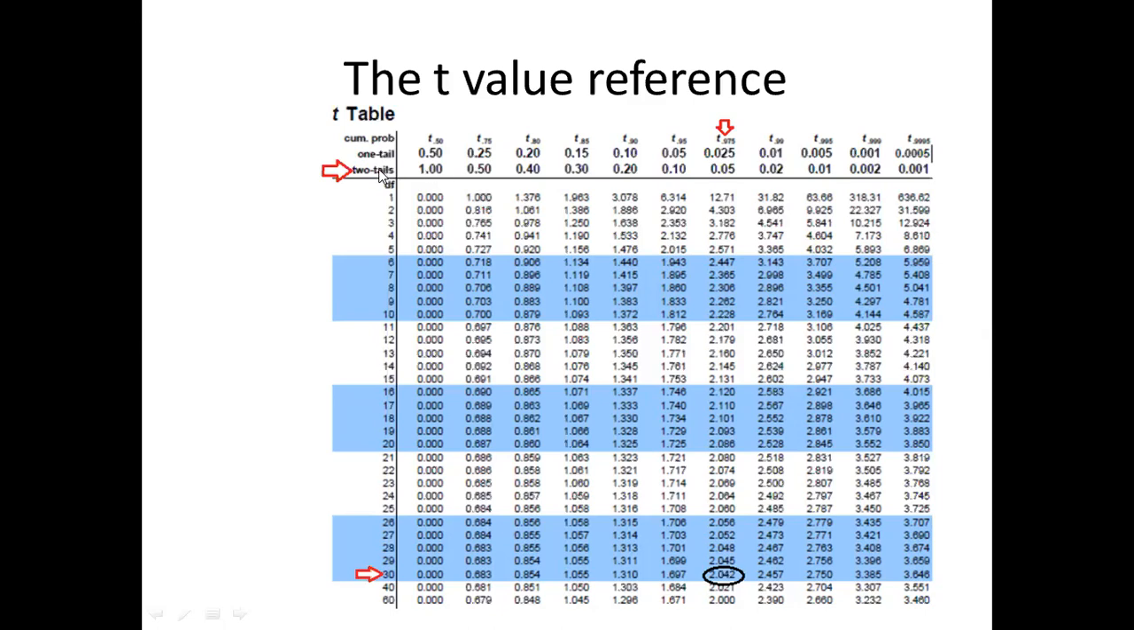On the two tails row, I have a confidence interval of 95%, and that is not indicated by the 0.95 value, rather it is written as 0.05. So I have to locate where on this row of two tails I get 0.05, and over here it is 0.05, which is shown by the red arrow on this table. Now remaining is the degree of freedom, DF.